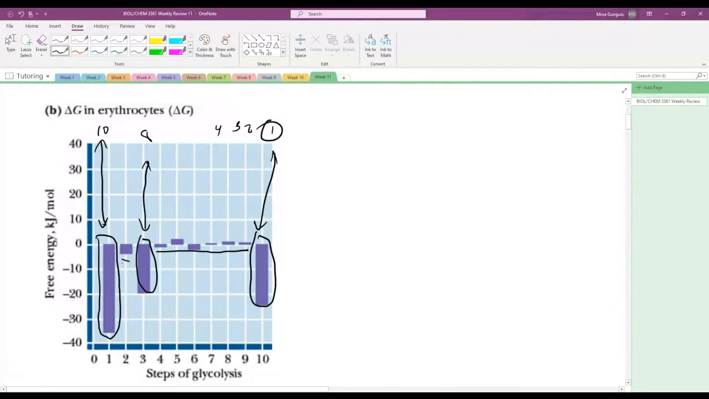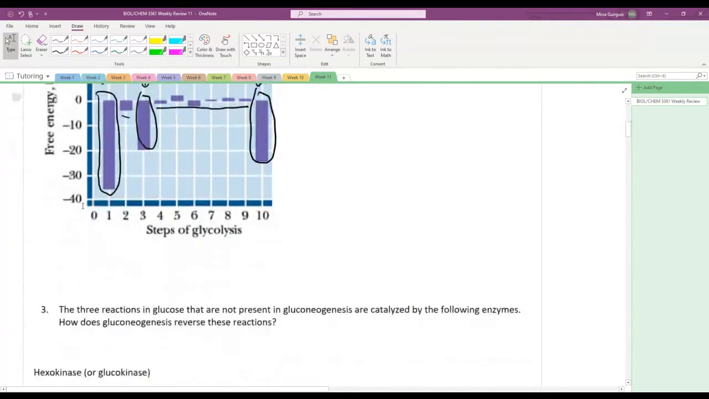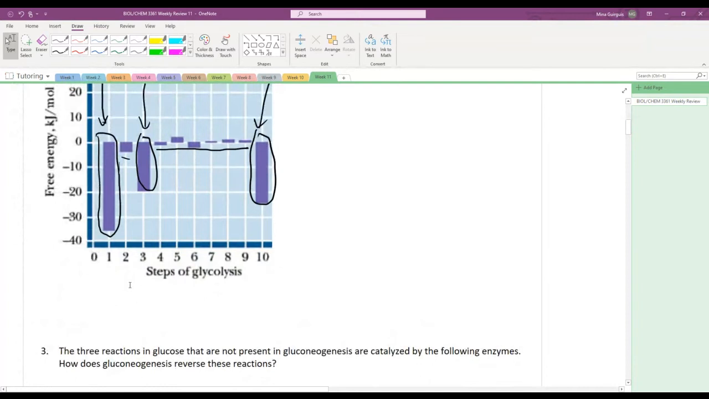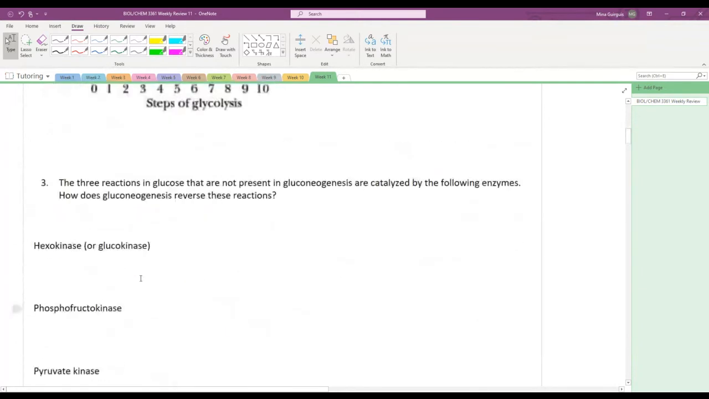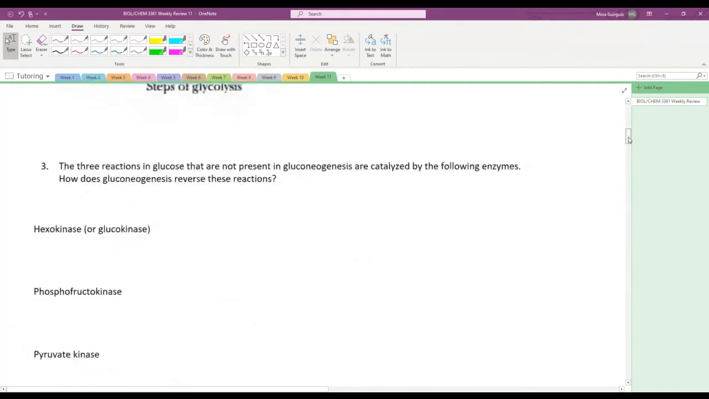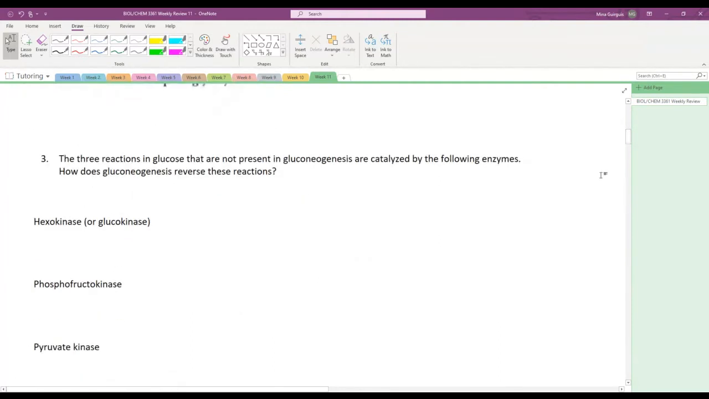Because while some are a little bit spontaneous and some are a little bit non-spontaneous, overall, they're okay to work in either direction because they're fairly neutral. They're close to zero in terms of free energy. So the 3 reactions in glycolysis that are not present in gluconeogenesis are catalyzed by these 3 enzymes. And I'm sure you guys have noticed this trend, but I'm going to say hexokinase reaction. Even though hexokinase isn't reacting, it's the thing that's catalyzing the reaction of glucose to glucose 6-phosphate.